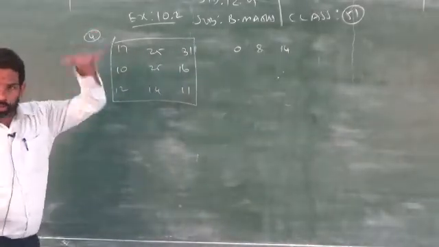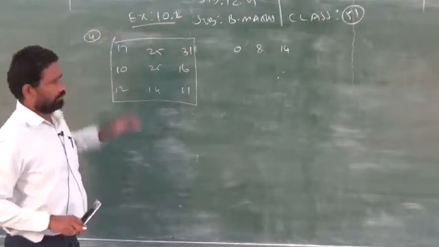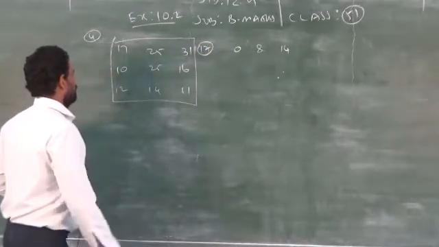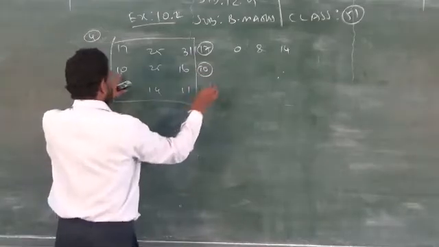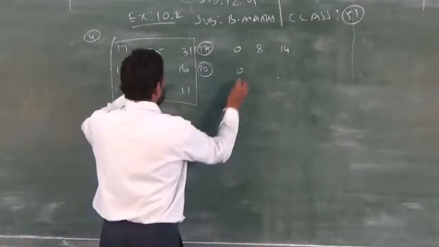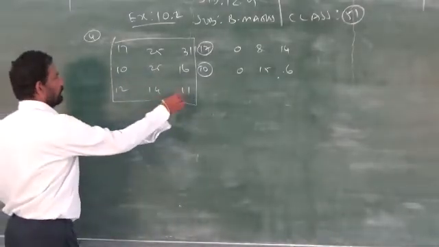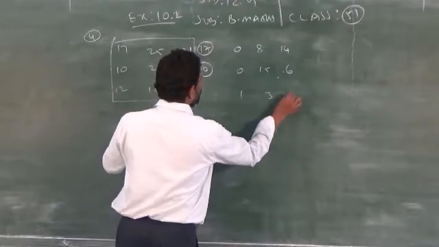First you have to go row wise. First row, least value, subtract, because 17 is the least value. Subtract, you will get the answer. What is the least value in the second row? 10. Subtract, 10 minus 10, 0. 15, 6. Then what is the least value in the third row? 11. Subtract, 11 minus 11, 0.